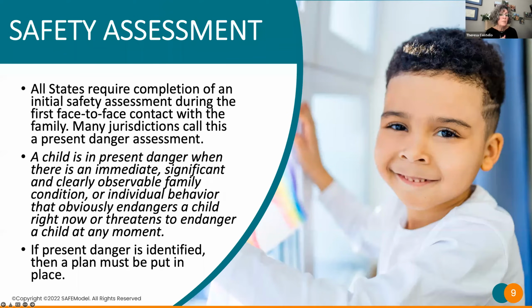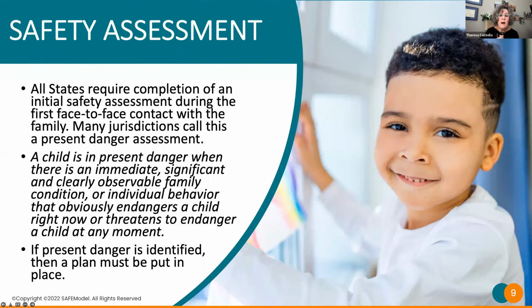In some jurisdictions, that's called present danger. And the idea of present danger, in the italicized letters in the middle, is that present danger is looking for immediate, significant, clearly observable family conditions. It could be an individual parent's behavior, it could be circumstances within that family, but they're conditions that threaten that child right at this moment. So the point in time when we are making the assessment is that first contact with the family. This is a key safety decision. It's the first one we make in the life of a case.